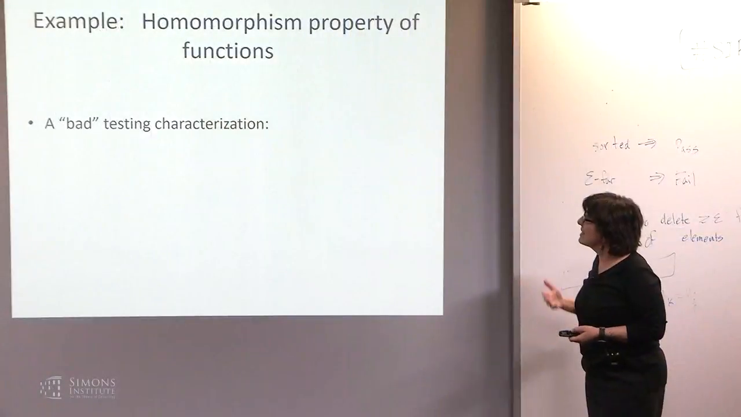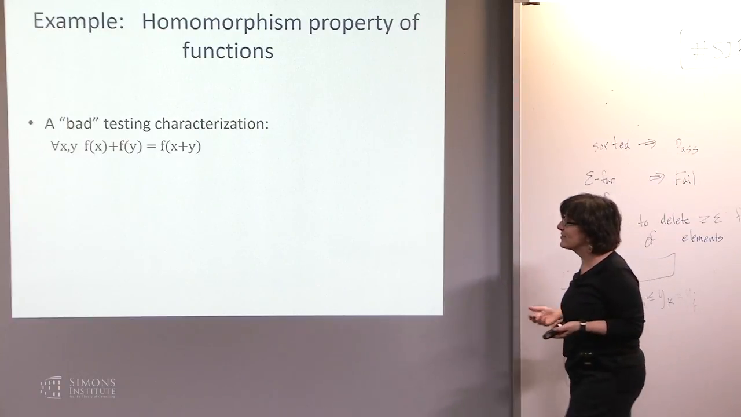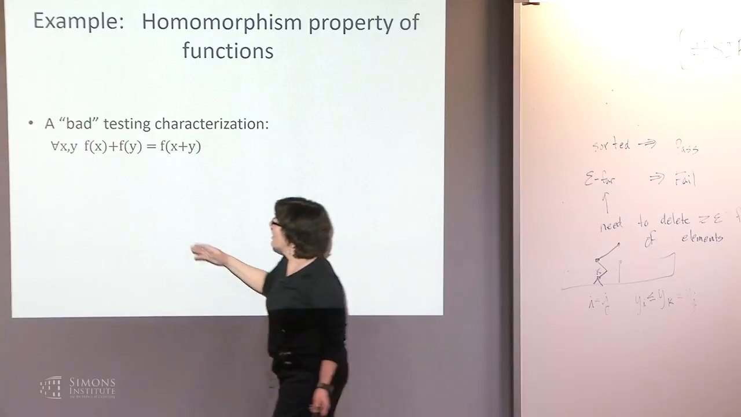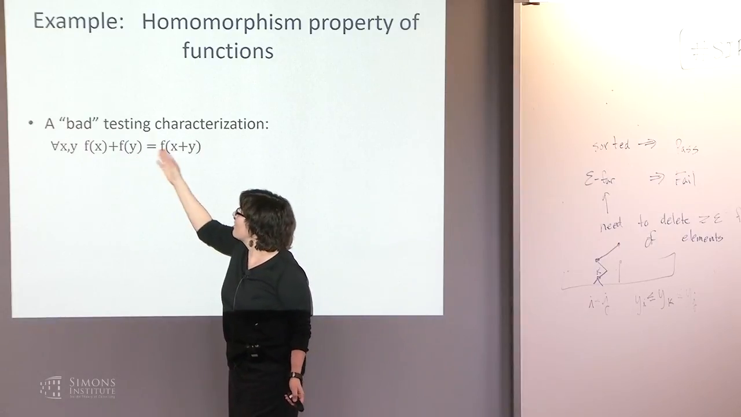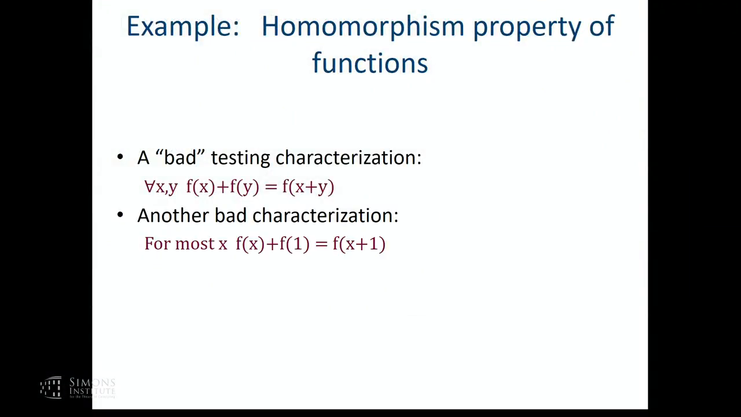Okay, so let me just give some examples of the homomorphism property of functions. A bad testing characterization would ask you, for all x, y, f of x plus f of y equals f of x plus y. You cannot test all x and y. Another bad characterization is you wouldn't want to just pick random x's and test that mostly f of x plus f of 1 is equal to f of x plus 1. I think now you have some intuition from the monotonicity testing example of how this could go terribly wrong. Okay. And here's a good characterization.